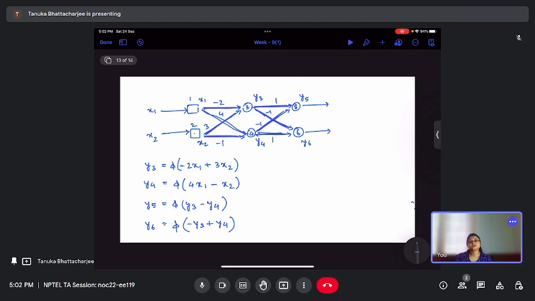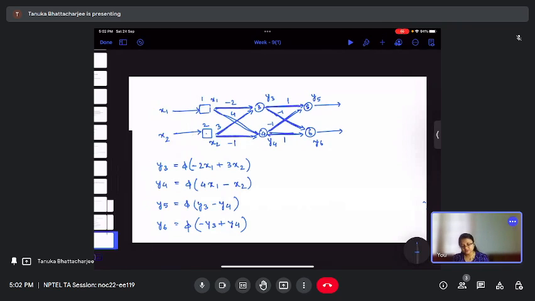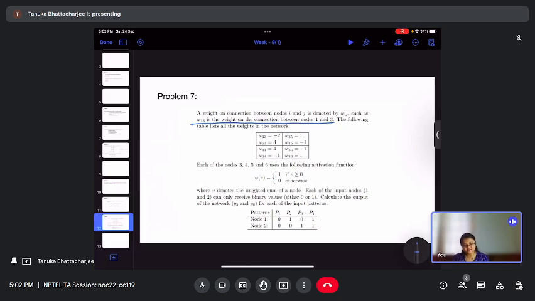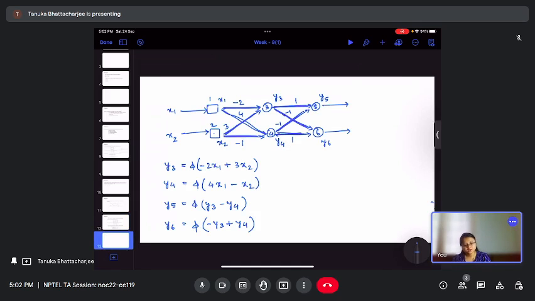Now you are given some patterns, so some values of x1, x2, and you will have to compute the output, that is y5 and y6. So let us take the first pattern. The first pattern is 0 0. So your P1 is 0 0, that is your x1 and x2 both are 0. If that is the case, then you compute y3, that will be phi of 0, and since this is the step function, this will be equal to 1. Phi of 0 is equal to 1.